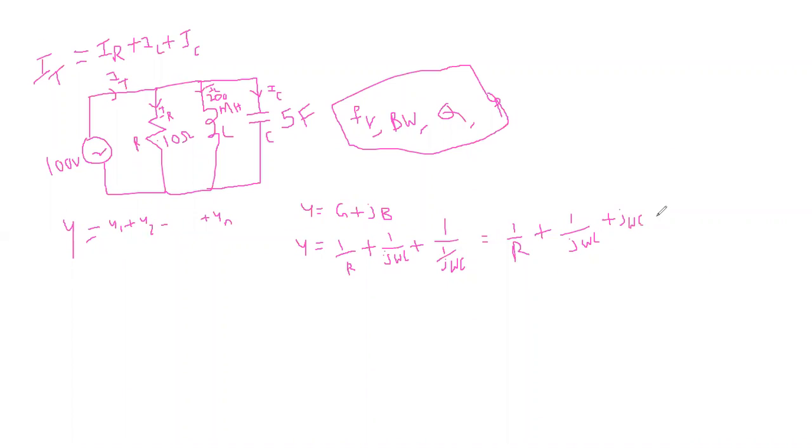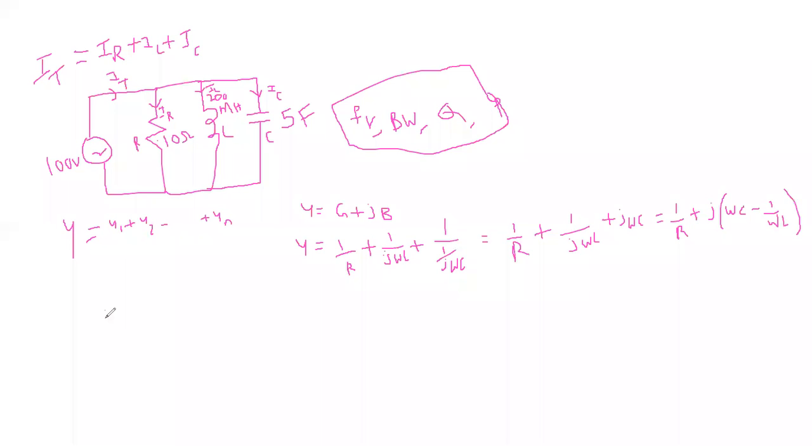If you are seeing here, 1 by R is the same. In both the terms, j is the common. So j omega C minus 1 by omega L. Why am I taking j common? In the numerator and denominator, j squared comes, and j squared means minus 1. So we all know that at resonant condition, the susceptance part is equal to 0.